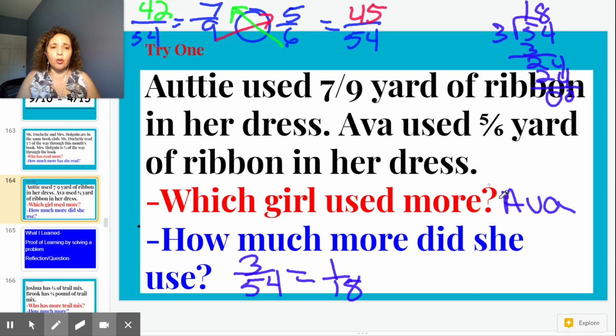So which girl used more? Ava. How much more? So then I had to subtract, right? 45 take away 42 is 3/54. So then I thought, I wonder if I can reduce that. So then I said, does 2 go into 3? No, but 3 can be divided by 3. Can I divide 54 by 3? So then I did it over here and I saw that, yes, I can divide 54 by 3. It goes in 18 times. So if I divide the top by 3, then I can divide the bottom by 3 and I get 1/18. So she used 1/18 more.